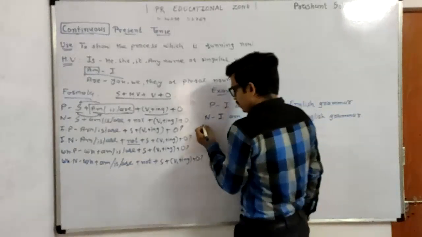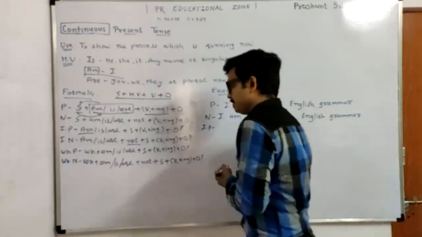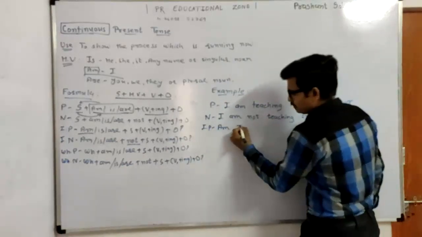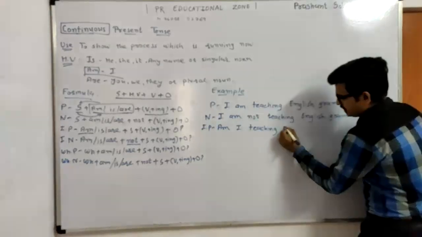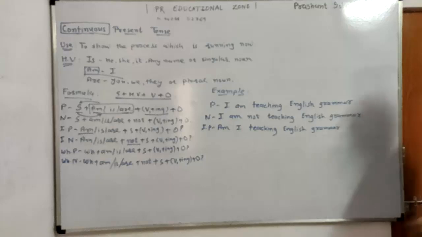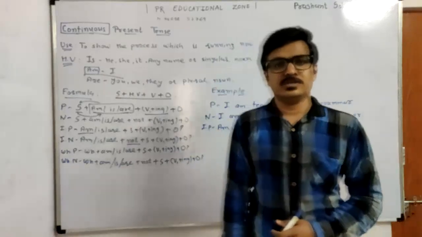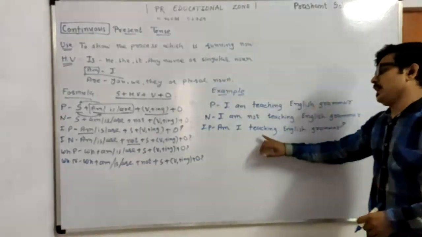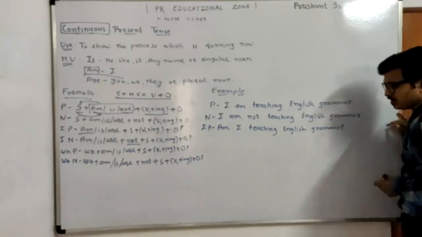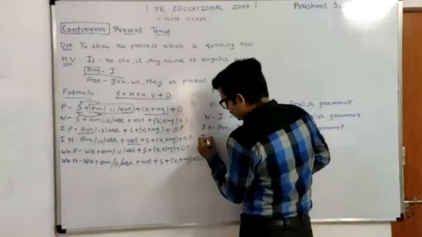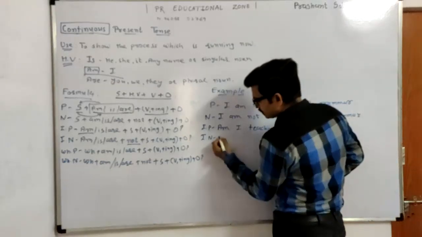Now we are going for the interrogative positive. According to the formula, we will put am, then the subject is I: Am I teaching English grammar? And then a question mark. In interrogative sentences, the answer always comes in yes or no. Like in this, am I teaching English grammar? I am teaching English grammar now, so we can say yes, or else we can say no. So interrogative sentence answers always come in yes or no, negative or positive.